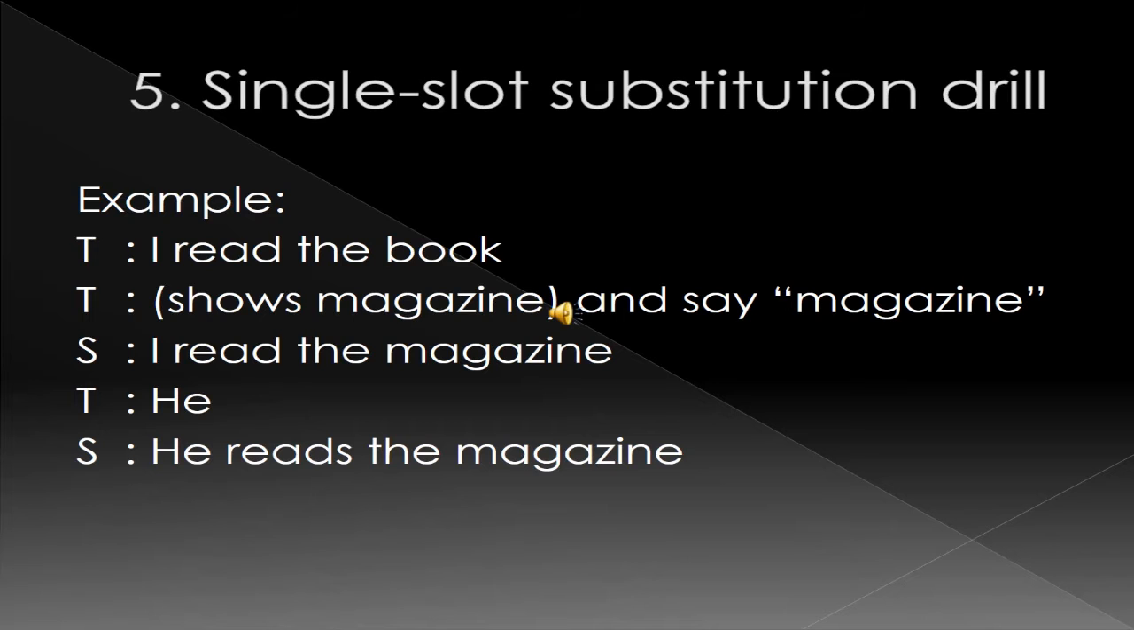the teacher says, I read the book, and for the next, the teacher shows the magazine and says magazine. And the student changes or fills the sentence using magazine: I read the magazine. And next, the teacher uses he, not I. So the student makes the sentence: he reads the magazine. So this is single slot.